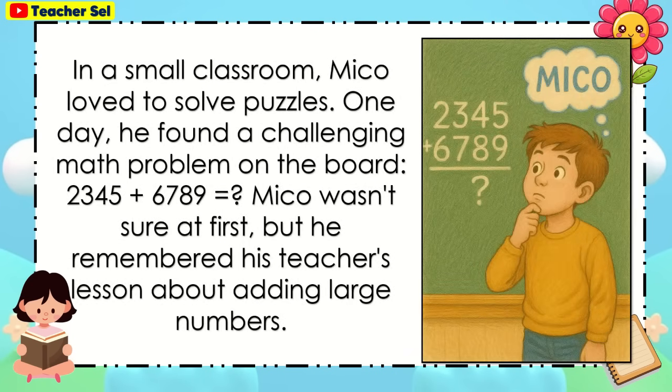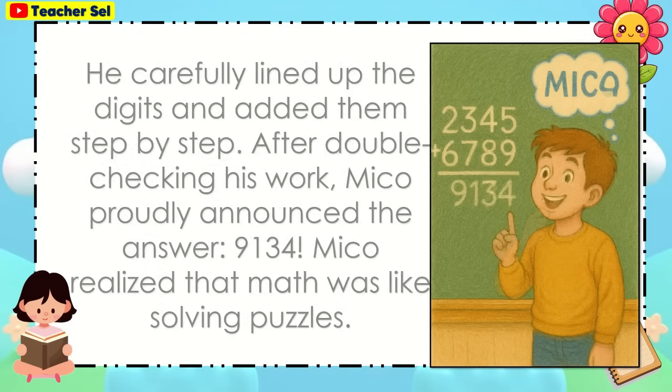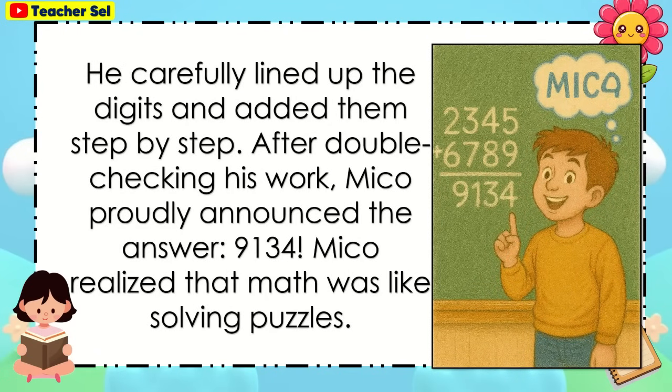In a small classroom, Miko loved to solve puzzles. One day, he found a challenging math problem on the board. 2,345 plus 6,789. Miko wasn't sure at first, but he remembered his teacher's lesson about adding large numbers. He carefully lined up the digits and added them step by step. After double-checking his work, Miko proudly announced the answer, 9,134. Miko realized that math was like solving puzzles.